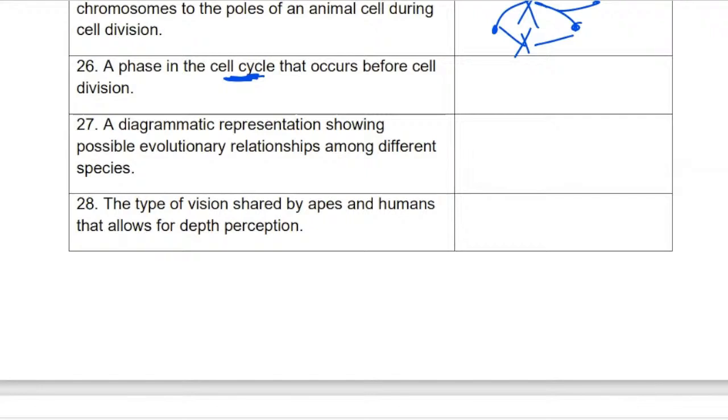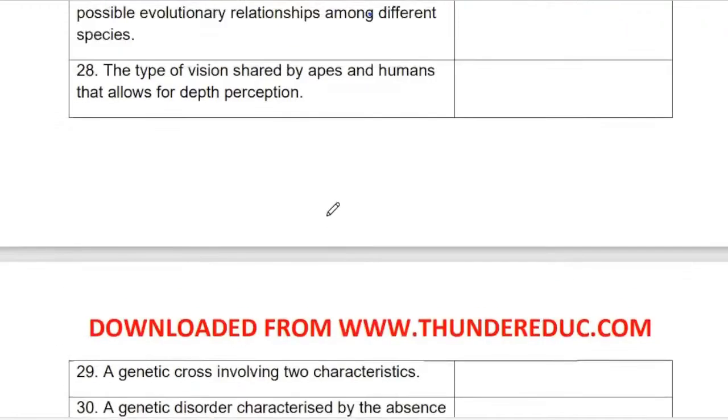Let's continue. Diagrammatic representation showing the possible evolutionary relationship among organisms. Here we're talking about phylogenetic tree. Yes. The type of vision shared by two humans that allows for deep perception. Stereoscopic vision, yes. We call it stereoscopic vision.